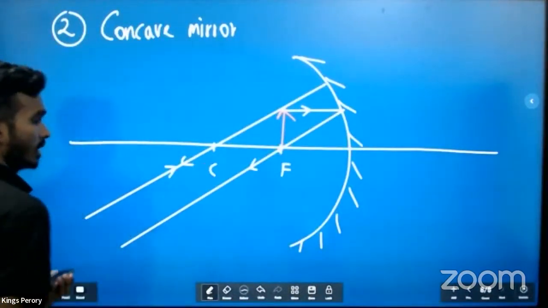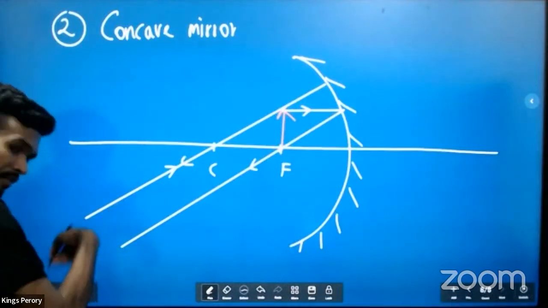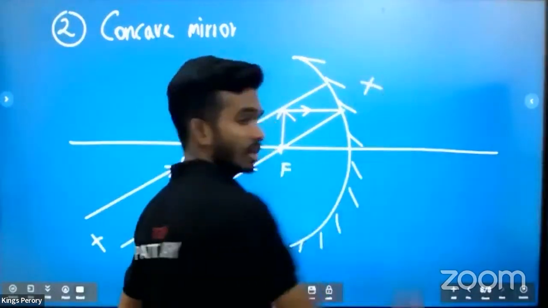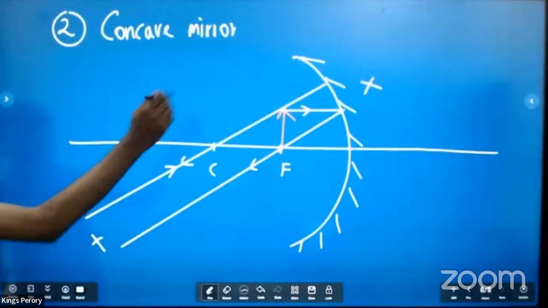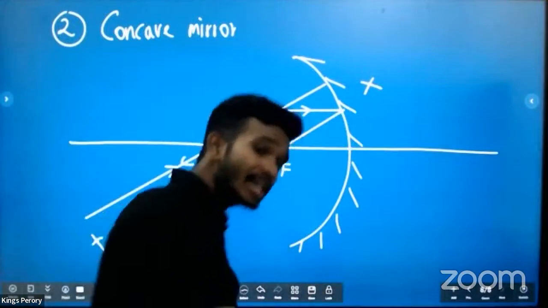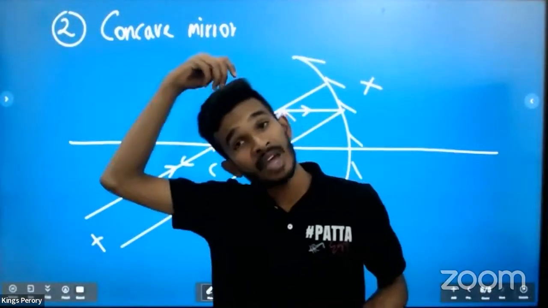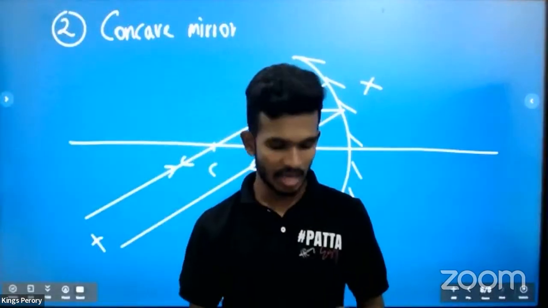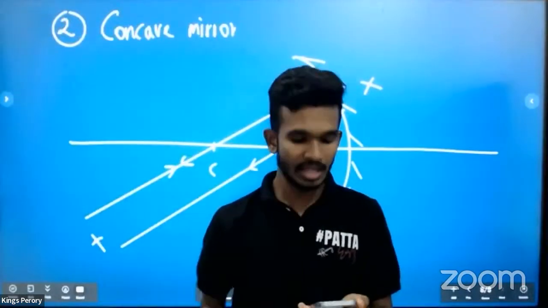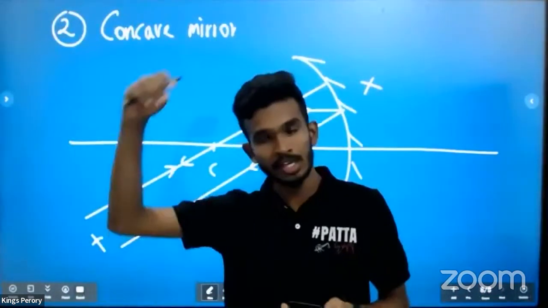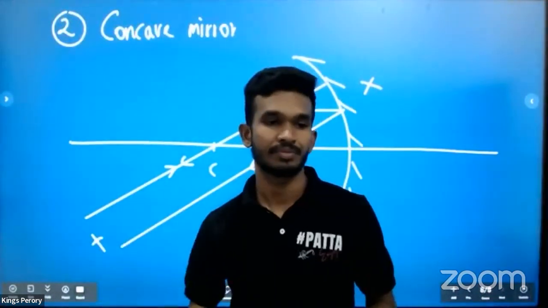you all tell me, is it going to meet somewhere this side? No. So it's going to travel parallel. In case it meets, we consider that the meeting point will be somewhere at infinity. So the image also forms at infinity. Okay.